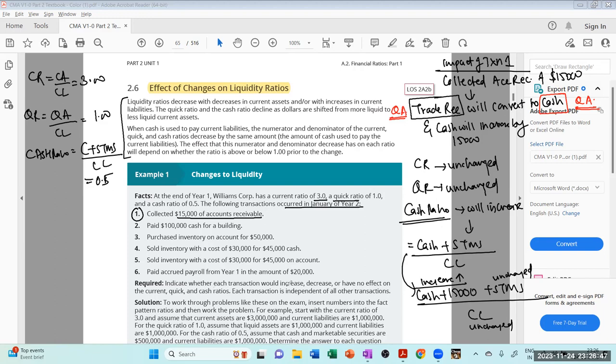You have to indicate whether each transaction will increase, decrease, or have no effect on these ratios. They are not asking you the calculation of the ratio. They are only asking you merely whether or not this particular transaction will have an impact on the ratio. So the first unchanged, second unchanged, third, it will increase. Does everybody agree with this statement? Yes or no? Yes, sir. Okay. Take a screenshot.